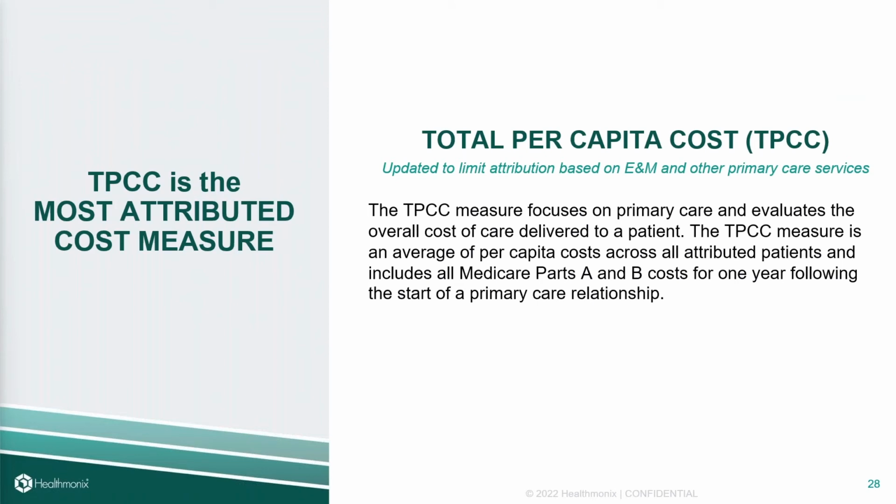Okay, so that's kind of an overview of how all the measures work, and they all have nuances within that structure. So TPCC is the most attributed cost measure. It focuses on the primary care that a patient receives, and they try to attribute it to someone that should be responsible for the overall care of that patient.